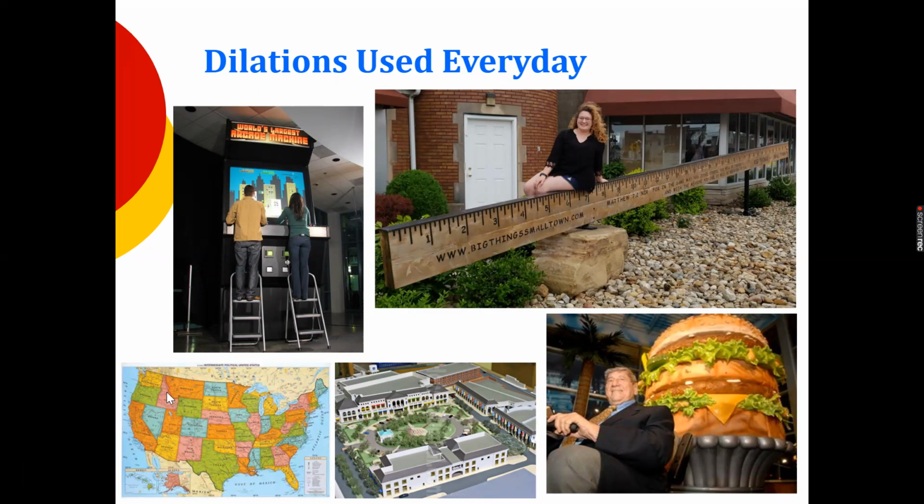So we dilate the United States down so we can fit it into a map so it's easy to see the layout of the states. We also dilate down in architecture, so when we're thinking about building a huge building like this, they create a mock-up or a prototype that shows what this building is going to look like, just a scaled down version of it. And then this last one is a scaled up object, just like the rest of those.